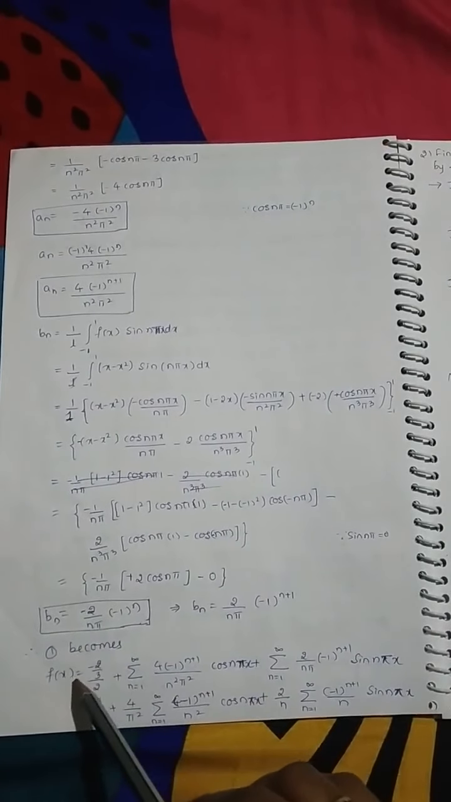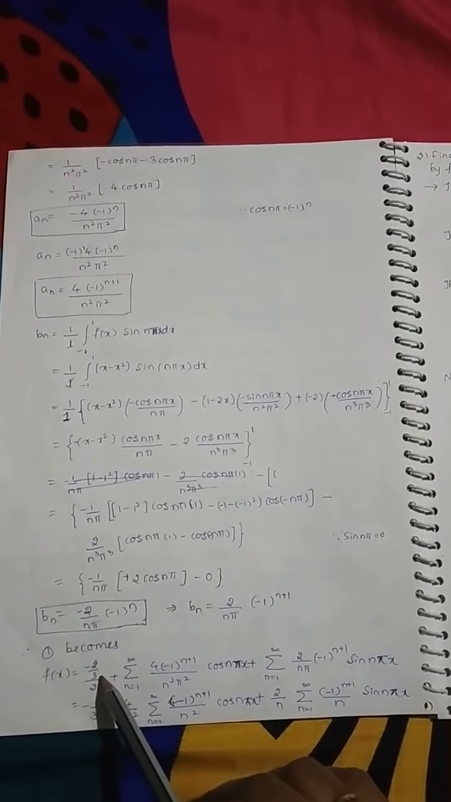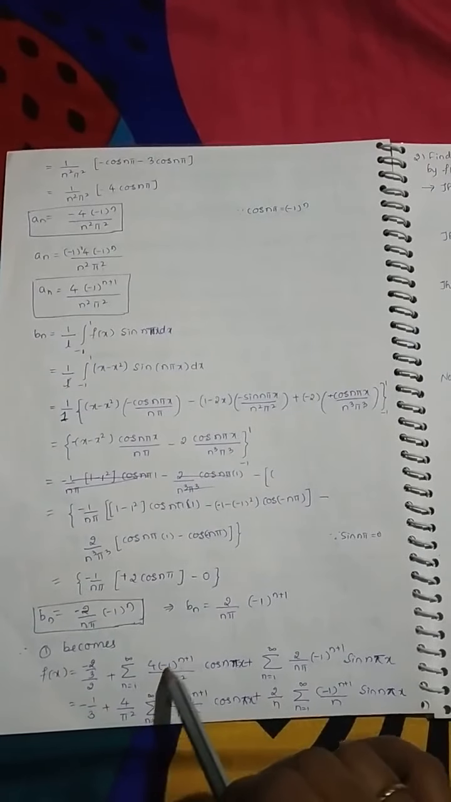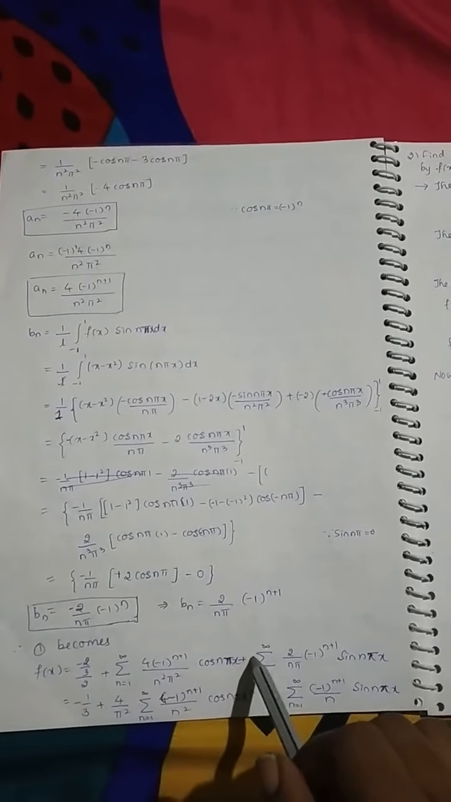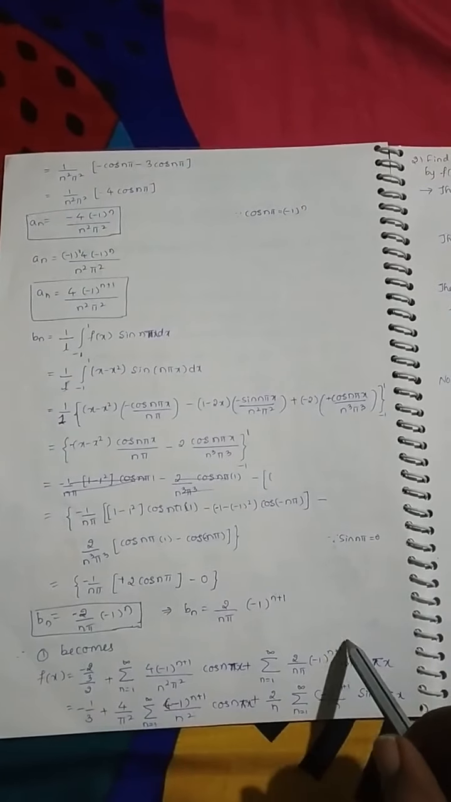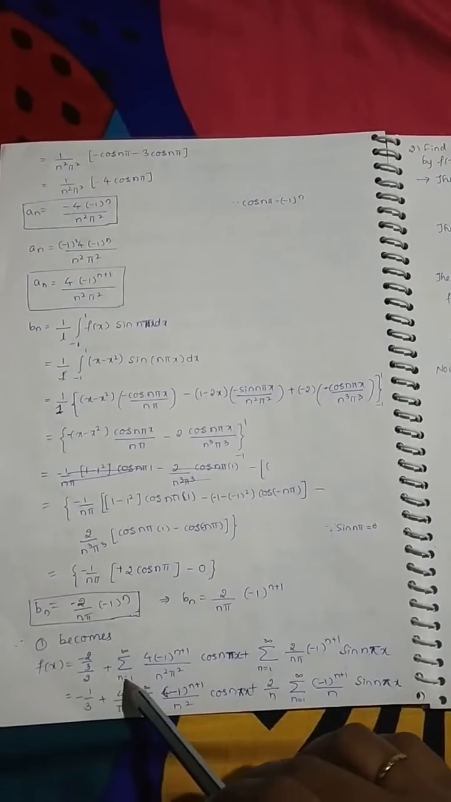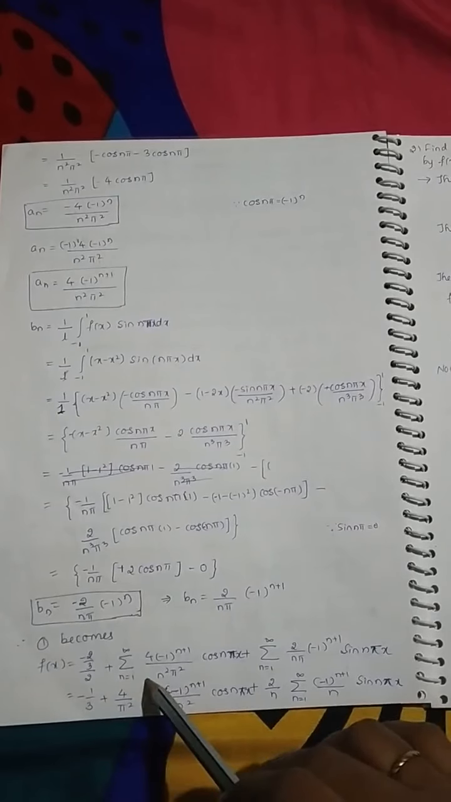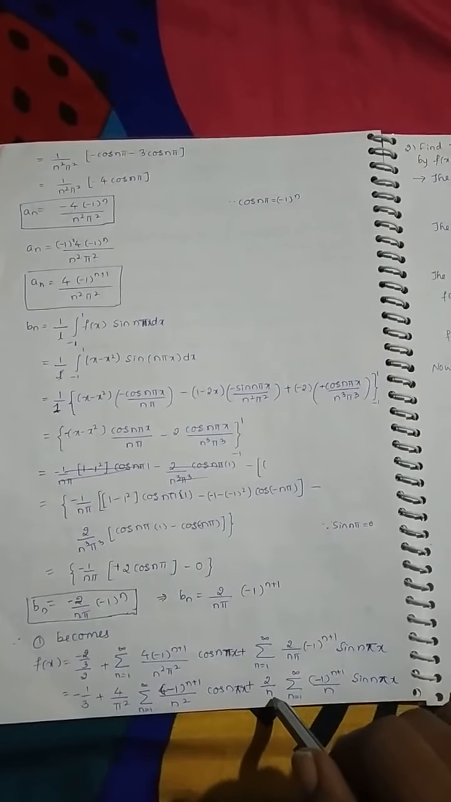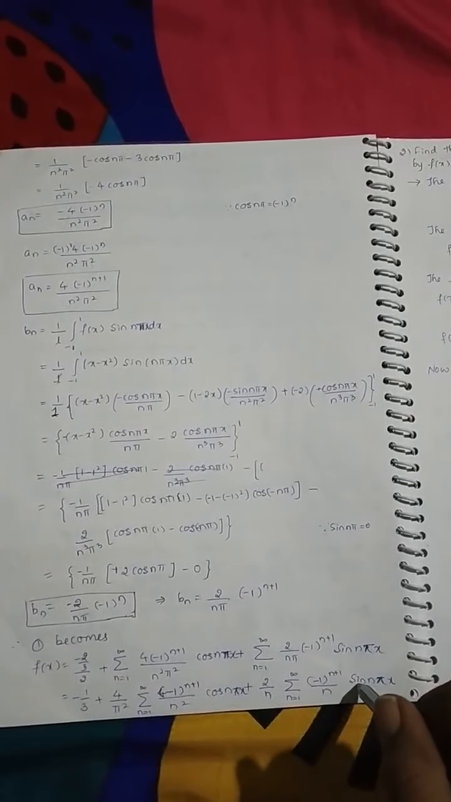Therefore equation 1 becomes, substituting a0, an and bn values. Here we have f of x equals minus 2 by 3 upon 2 plus summation n equals 1 to infinity 4 into minus 1 raised to n plus 1 upon n square pi square cos n pi x plus summation n equals 1 to infinity 2 upon n pi into bracket minus 1 raised to n plus 1 sin n pi x, or f of x equals minus 1 by 3 plus 4 by pi square summation n equals 1 to infinity minus 1 raised to n plus 1 upon n square cos n pi x plus 2 upon pi summation n equals 1 to infinity minus 1 raised to n plus 1 upon n into sin n pi x.